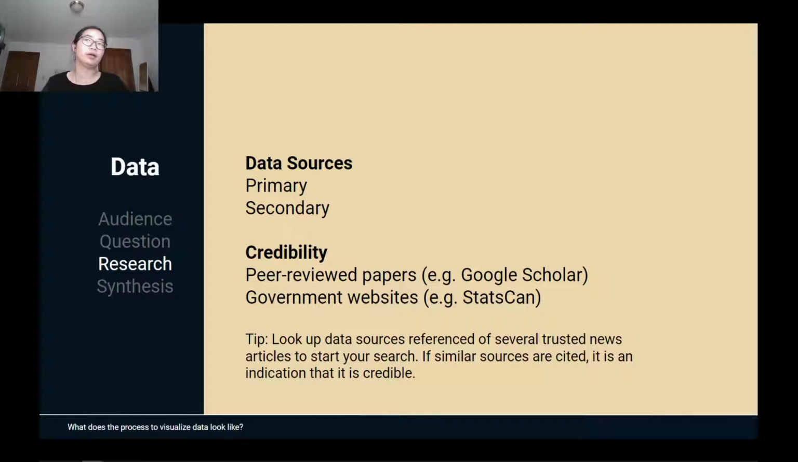A good way to start if you're just doing some research at the beginning is maybe look at some articles of trusted news outlets and look at the type of information they tend to cite. If you see any data related articles regarding your topic, you can look at who they cite. And if you see a lot of articles citing this specific source, it's an indication that it's credible.